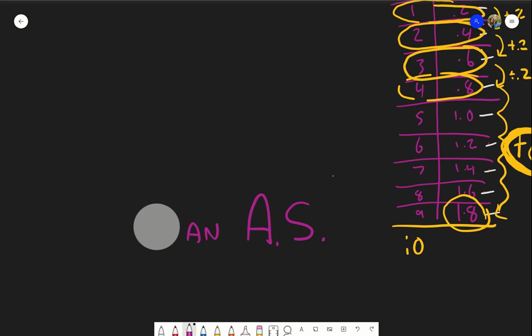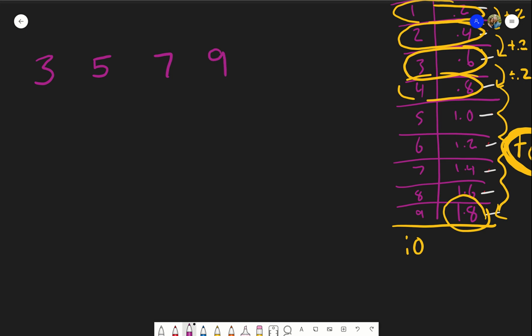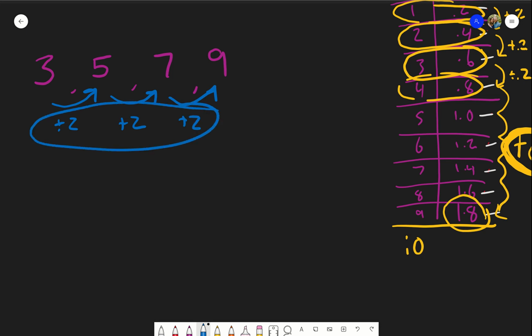What if I had 3, 5, 7, 9? Is this an arithmetic sequence? Well, let's check our differences. 3 to 5, we add 2. 5 to 7, we add 2. 7 to 9, we add 2. Yes, I have a common difference of adding 2. This is an arithmetic sequence.